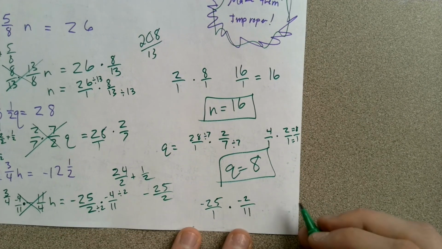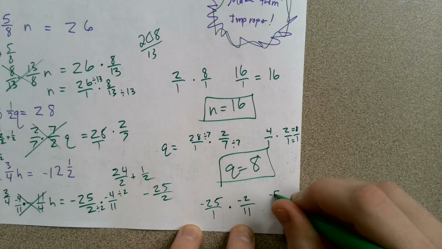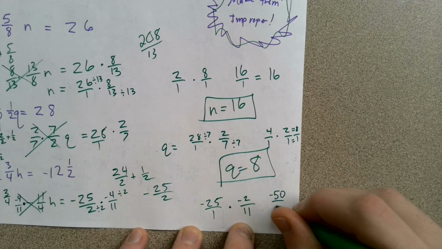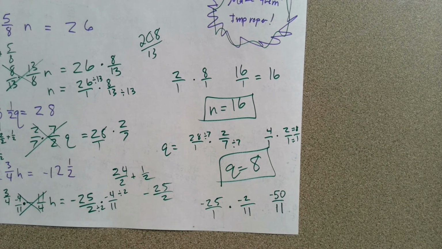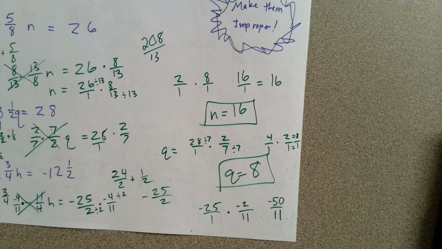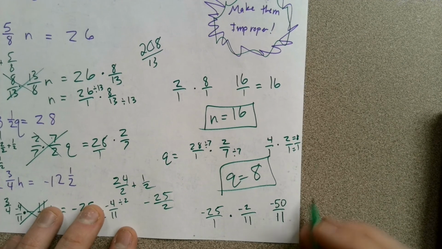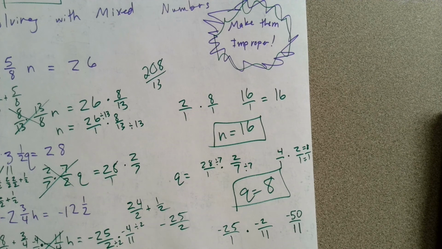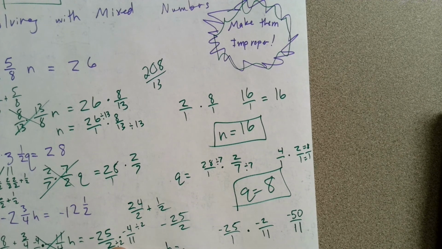Finally, multiply those straight across. We're going to get -50 over 11. And we can turn that back into a mixed number. I know it goes in 4 times, that's 44. So we can get h equals -4, and there's going to be 6/11ths left.